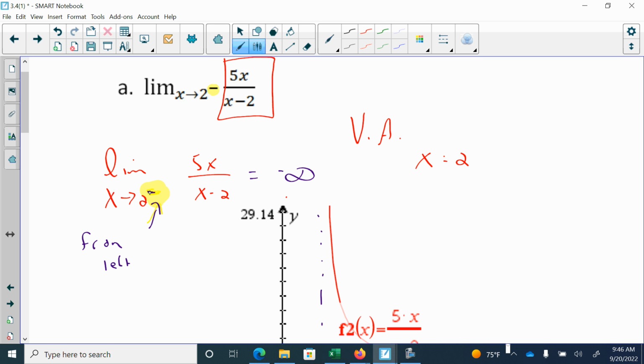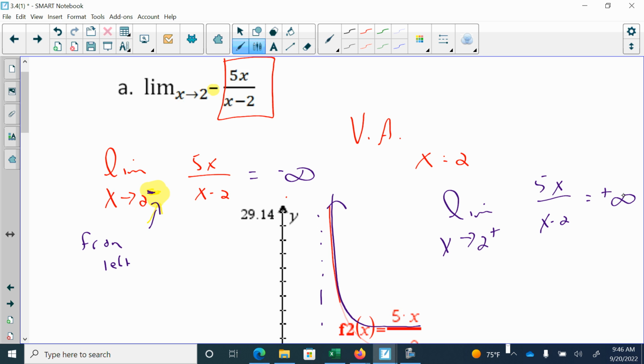Yes, sir? Why are you doing it only from the left? Because you told me to only do it from the left. Okay. What would it be like for the right? Well, great question. So if I do x approaching 2 from the right, then I'm going to have that little plus sign from the right. This will be 5x over x minus 2. So as I'm approaching from the right, I'm coming this way, and what does that graph appear to be doing? Positive infinity.